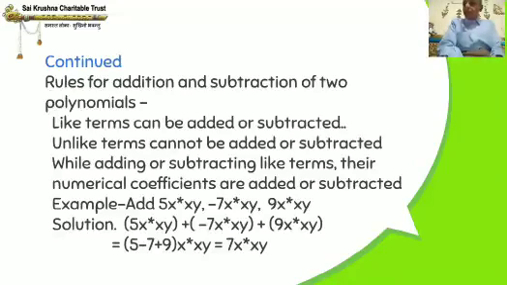So here what we will do is we will group. These are all like terms: 5x squared y, 7x squared y, 9x squared y. They are all like terms because the variables are the same and the exponents are also the same. So within brackets we have grouped 5 minus 7 plus 9, into x squared y. 5 minus 7 is minus 2, plus 9. 9 minus 2 is 7. So 7x squared y.